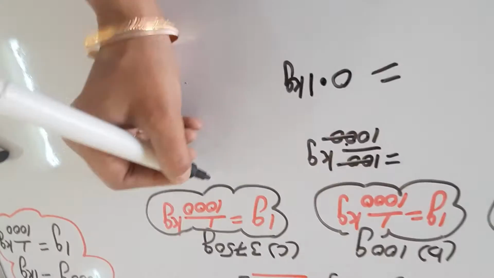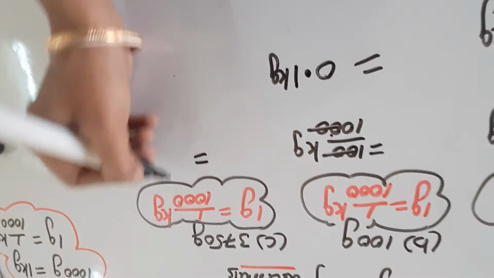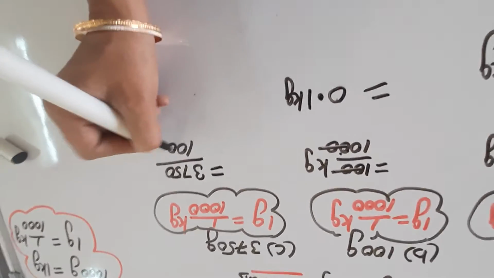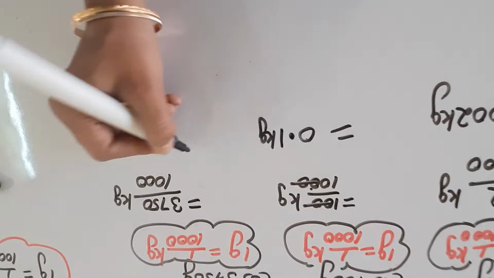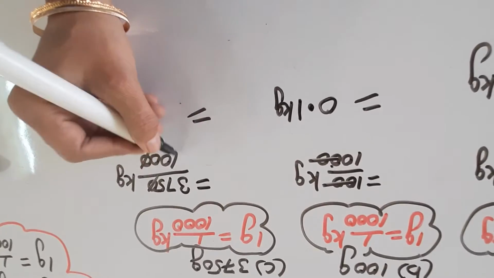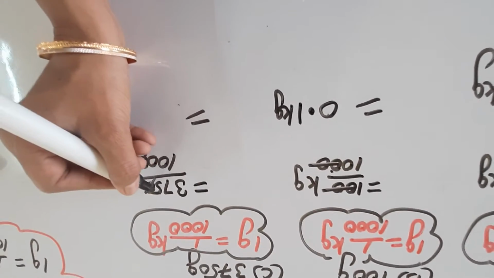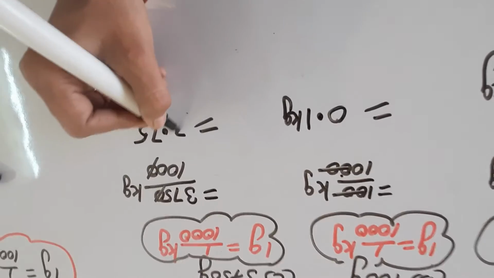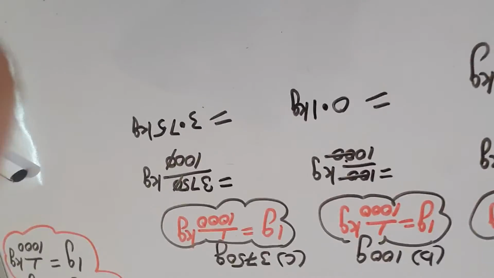Now next, again let us divide 3750 grams by 1000 to convert it into kilograms. So for this, a 0 will be cancelled out. For these 2 zeros, we'll leave 2 digits, 1 2, 1 2, decimal, then 3. We'll get this, right?